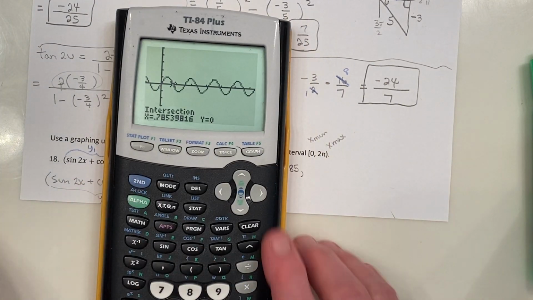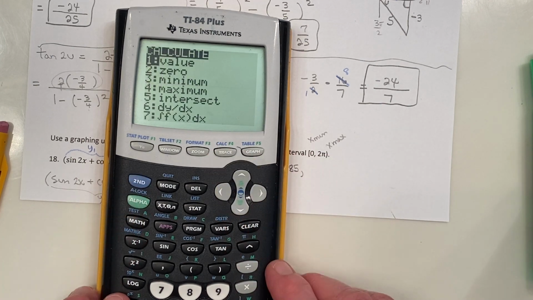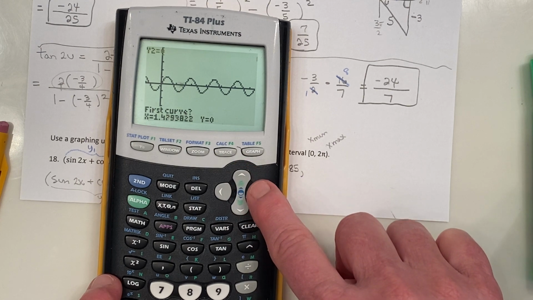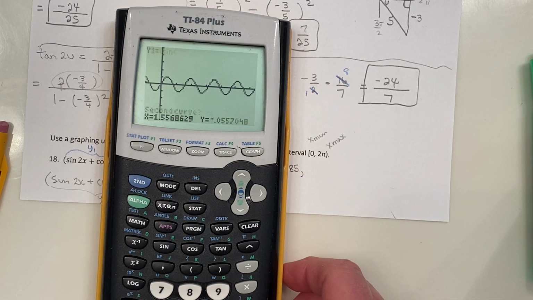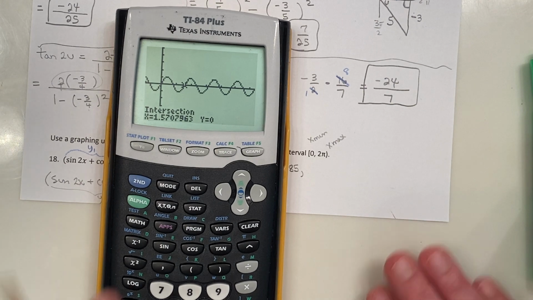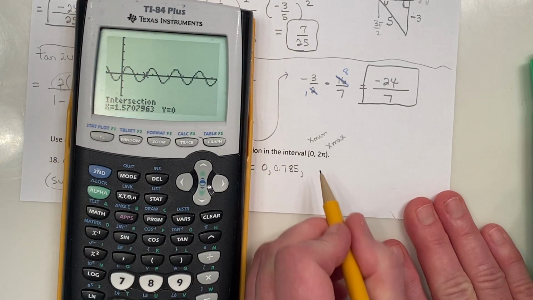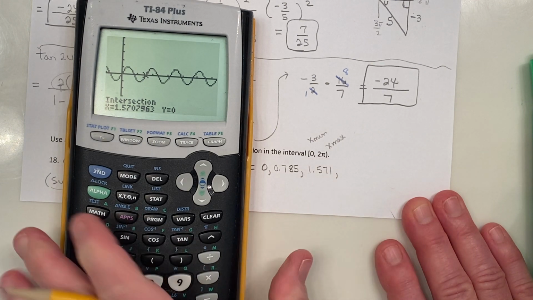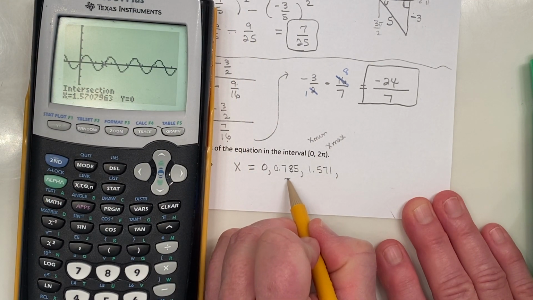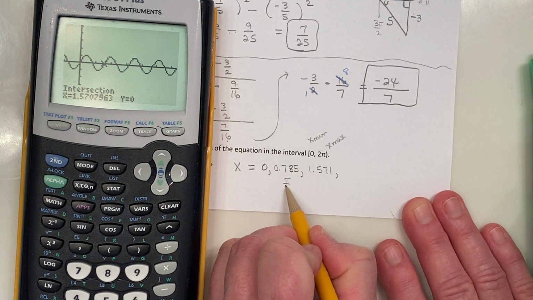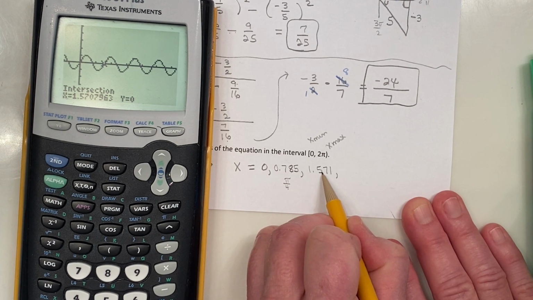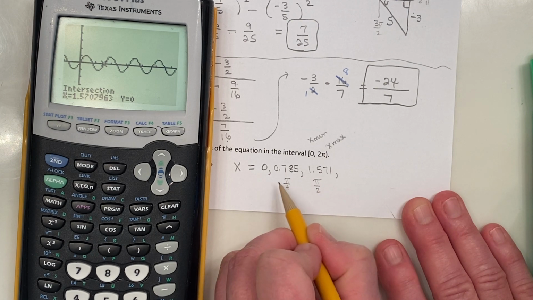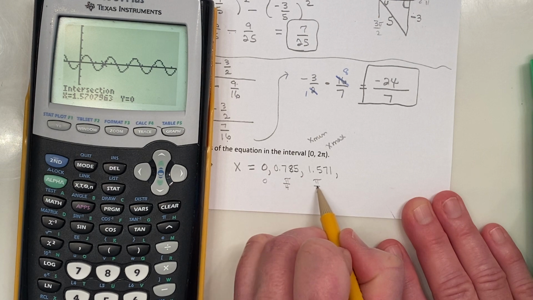Okay, and then continue. Clear it. Intersection again. That's the next one. Enter 3 times. 1.571. I'm starting to see a pattern. I know that 0.785 is actually the decimal approximation for pi over 4. I also know 1.571 is the decimal approximation for a half pi. I'm thinking that I'm counting by quarter pies.